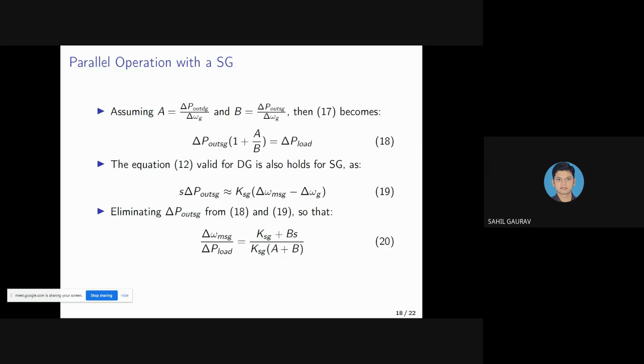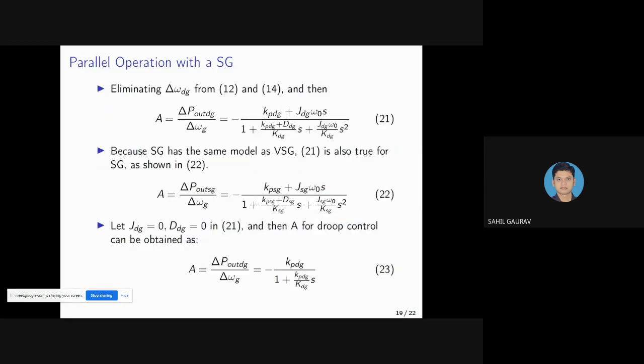Further, equation 12, which is the small signal relation between change in output active power and change in angular frequency in the case of DG, also holds true for the synchronous generator, and we can write it as delta P out SG approximated as K_SG times (delta omega M_SG minus delta omega G). Further eliminating delta P out SG from equations 18 and 19, we get equation 20. This is the whole mathematical part. We have to finally get the transfer function for the analysis.